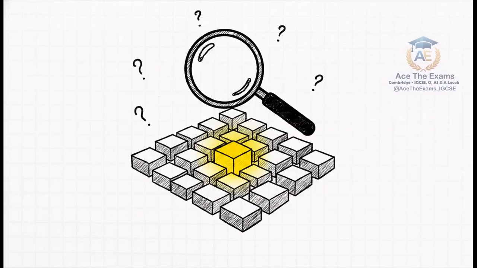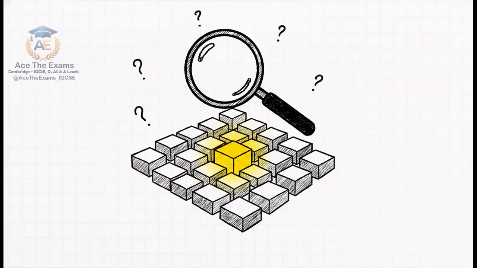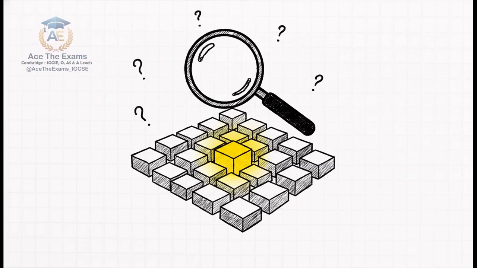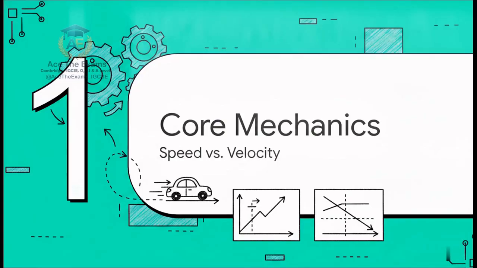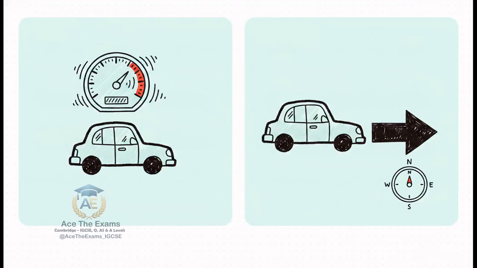Now, in a moment, I'll show you the exact examiner clue that changes the acceleration answer completely. But first, you need the framework that makes that clue totally obvious. Because without this foundation, you're just going to be guessing, and we definitely do not guess when our grades are on the line. Core mechanics: speed versus velocity. Let's build that framework, starting with the absolute fundamentals.